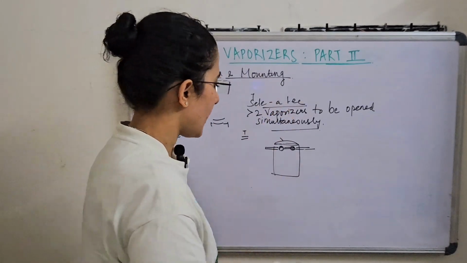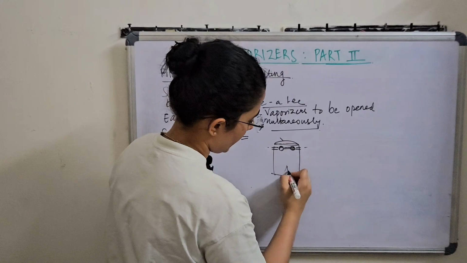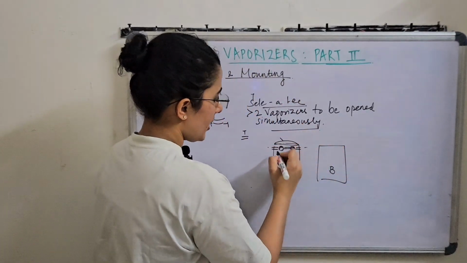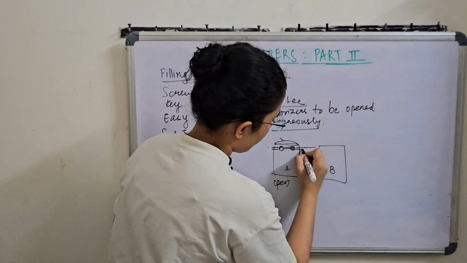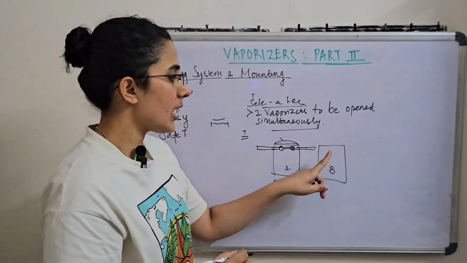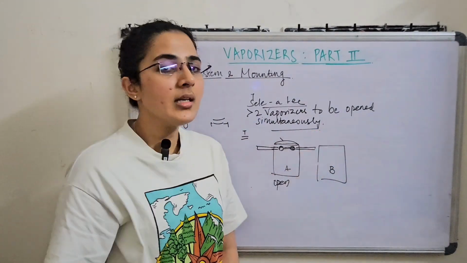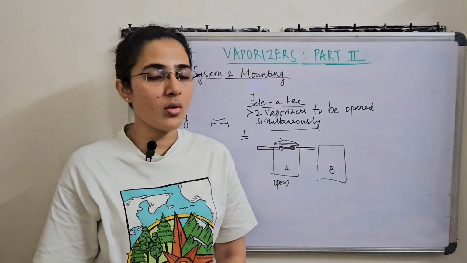In the Select-a-Tec mechanism, whenever you open this, which is vaporizer A, there is another vaporizer B. Whenever you open this vaporizer, it actually extends a rod on either side, and it prevents vaporizer B from being opened. This is called the Select-a-Tec mechanism, which is one of the safety features of a vaporizer.